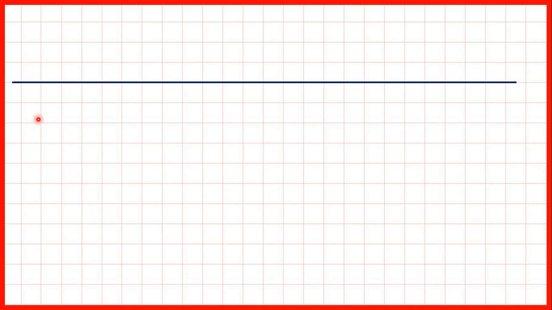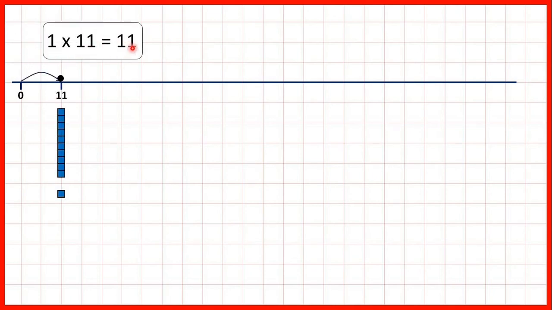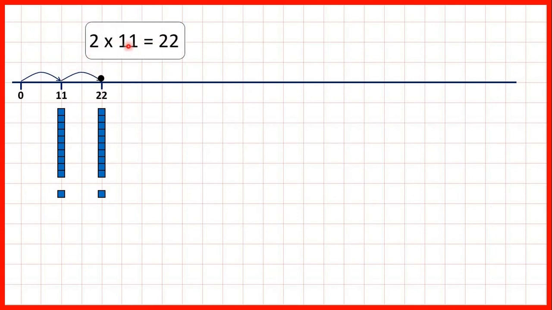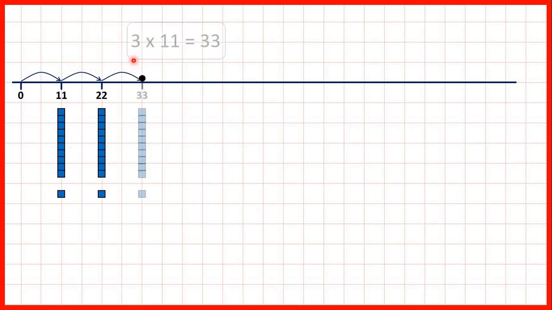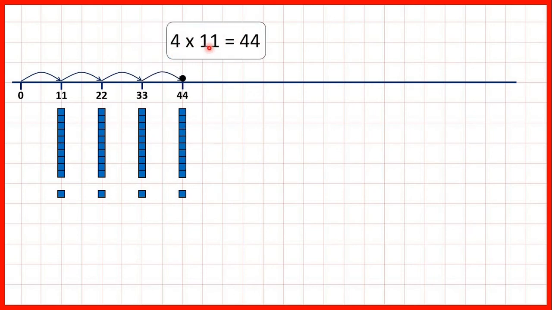Now let's learn our 11 times table. 0 times 11 is 0. 1 times 11 is 11. 2 times 11 is 22. 3 times 11 is 33. 4 times 11 is 44, and you're probably spotting a pattern here. When we count in steps of 11, the tens digit goes up by 1, and so does the ones digit. And the reason why we get that is that when we count in steps of 11, we're adding 1 ten and 1 one each time.